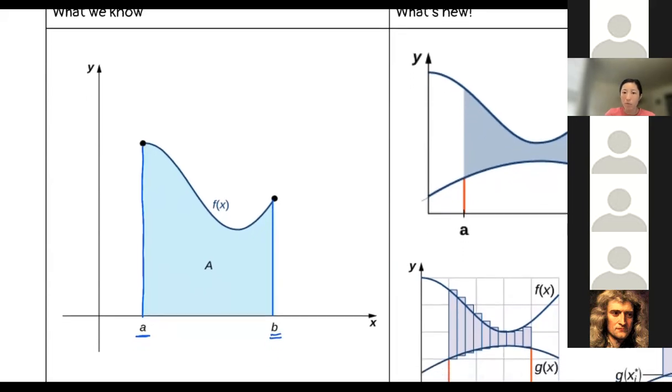And real quick, what kind of values are A and B? Are they like X values, Y values? What are they? Those are X values, right? And so we've got these X values and we've said, hey, go ahead and find the area from A to B between the curve and the X axis.